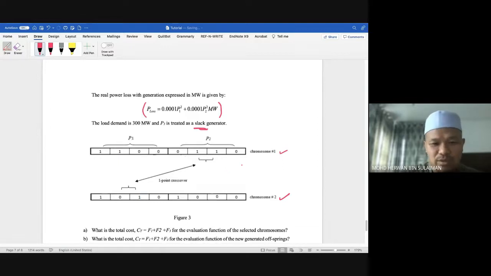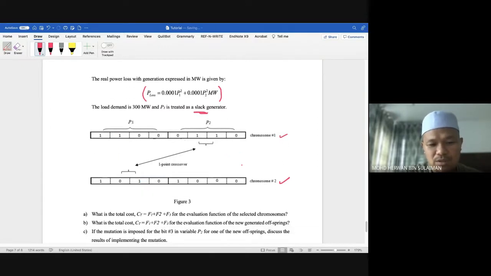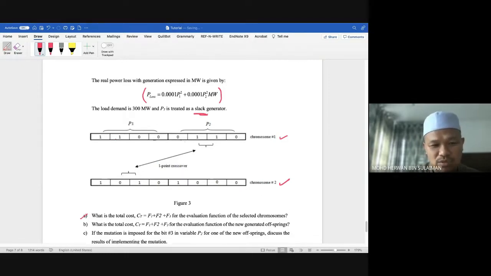Let's take a look at the question. What is the total cost f1, f2, f3 for the fitness function of the selected chromosome? Question A: when we select chromosome 1, what is the cost function, and when we select chromosome 2, what is the cost function? So we have P1 and P2. Let's take a look at this solution first.